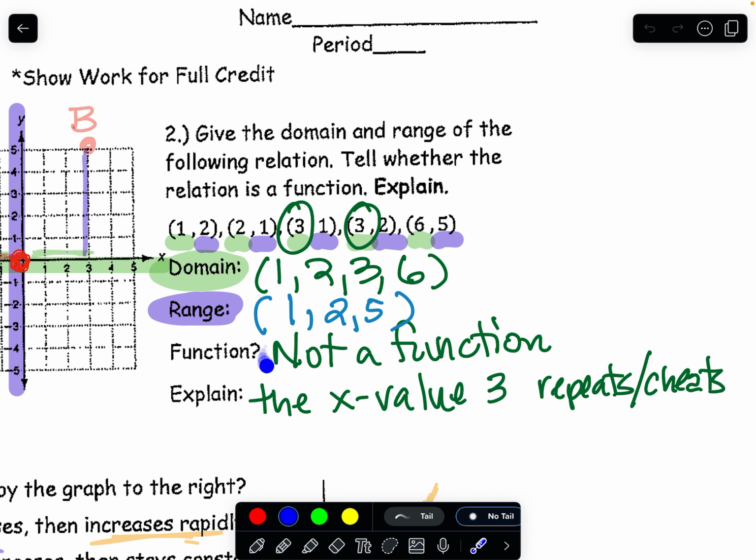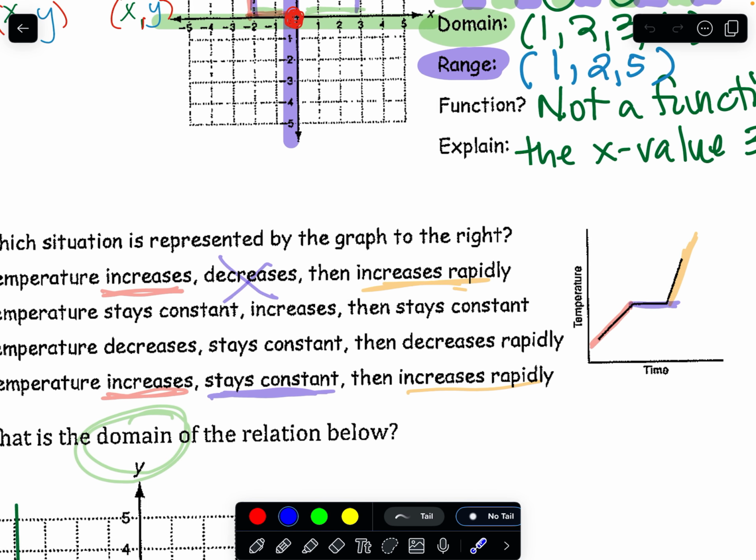And no, it's not a function because the x values are repeating. The x value 3 is repeating. So x values can never repeat or it's not a function. Y values absolutely can, but not the x values.